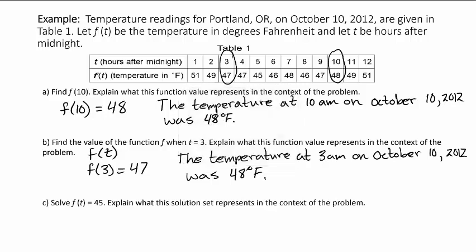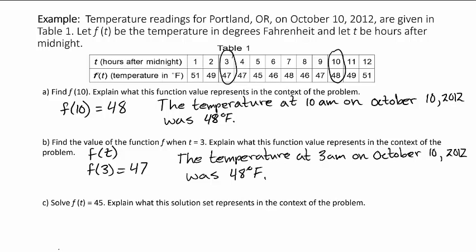All right, so both A and B are essentially asking the same kind of question, but in just a slightly different way, right? Essentially, both of those questions are giving you an input and asking you to find the output, and then saying, okay, well, what does it mean, right? So in part C here, we have solve f of t equals 45. Explain what this solution set represents in the context of the problem. Okay, so in this case, the output is 45, and we're trying to find the input.